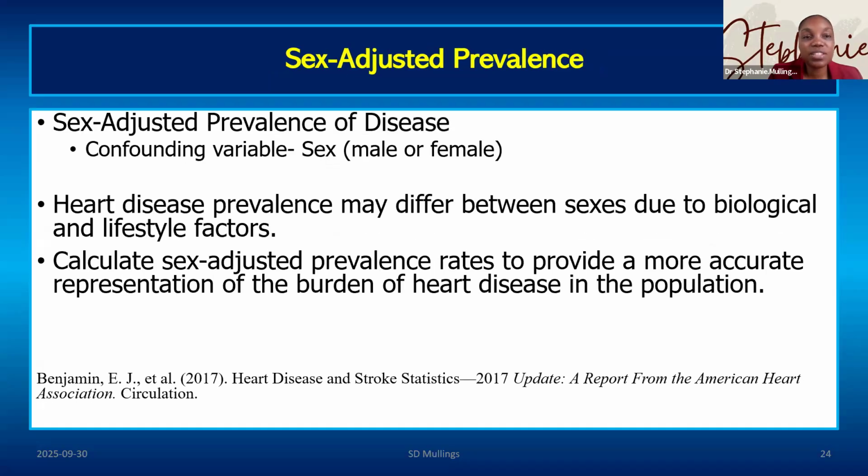Then we have sex-adjusted prevalence of diseases, where we have the confounding variable in sex, male or female. And so again, we must adjust for that to make sure that we're not comparing unnecessarily more males than females. Heart disease prevalence may differ in sex due to biological or lifestyle factors. And so if we're just saying that, oh, we have more males in this population and we just have less females in that population, it would not be a true representation, and hence the need for the adjustments.